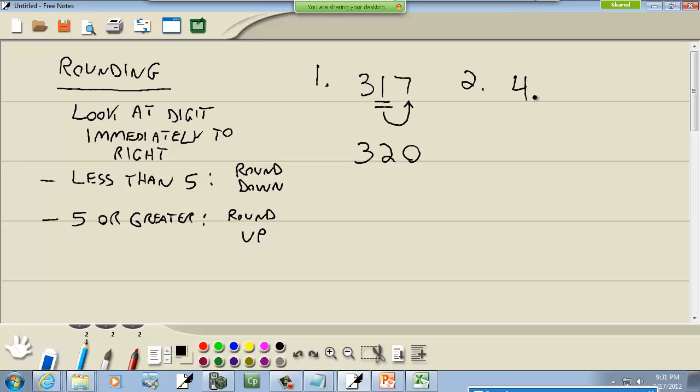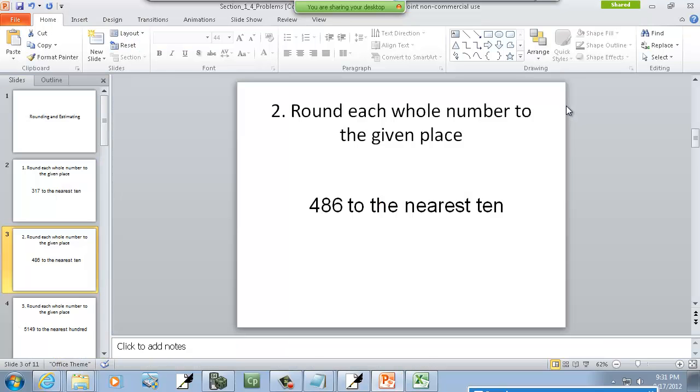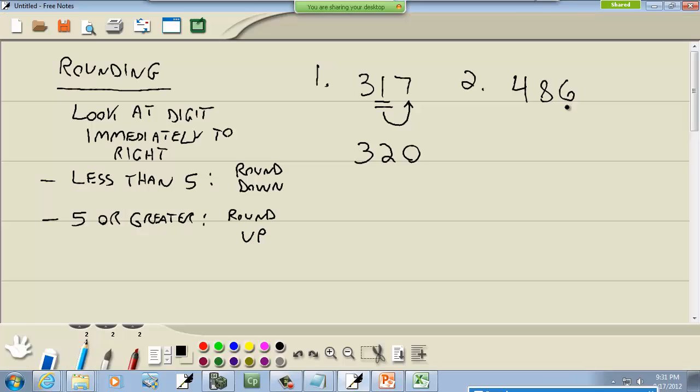This one we've got 486. And we want to round it to the nearest 10. Well, again, here's your tens place. So we look at the digit immediately to the right. This is 5 or greater, so we're going to round up, which means we add 1 to the 8, so it becomes 9, and then this becomes 0. So 490 is our answer.